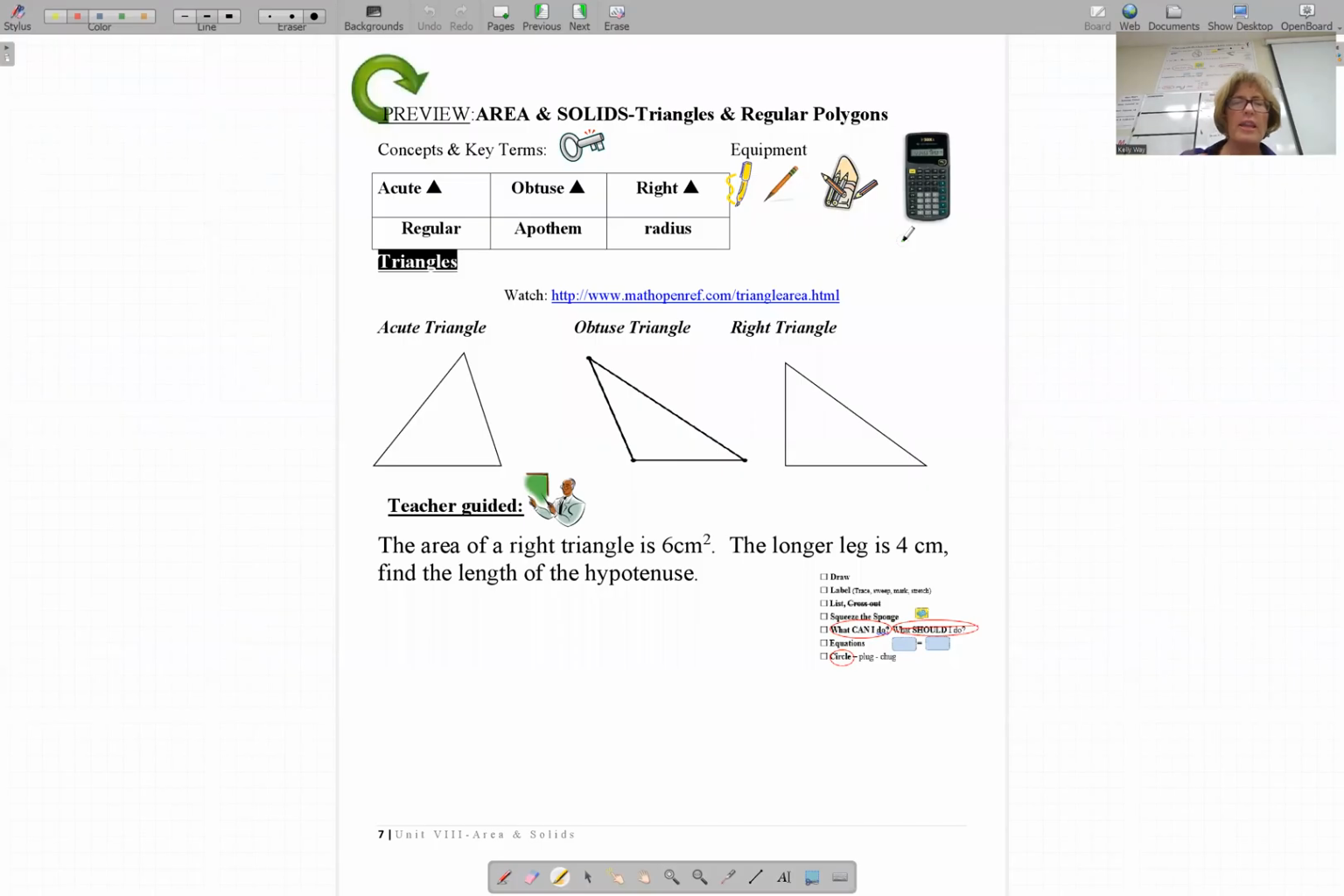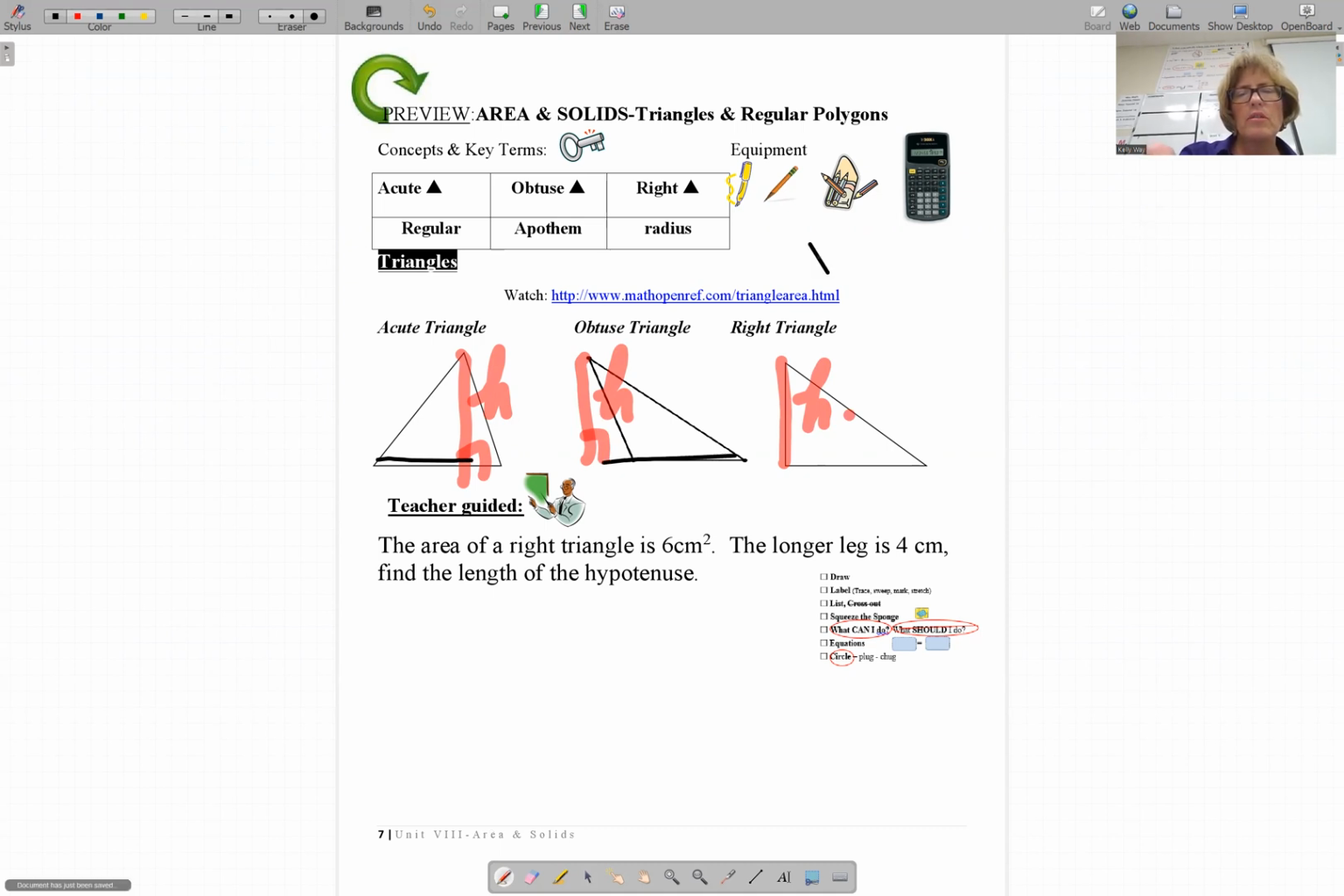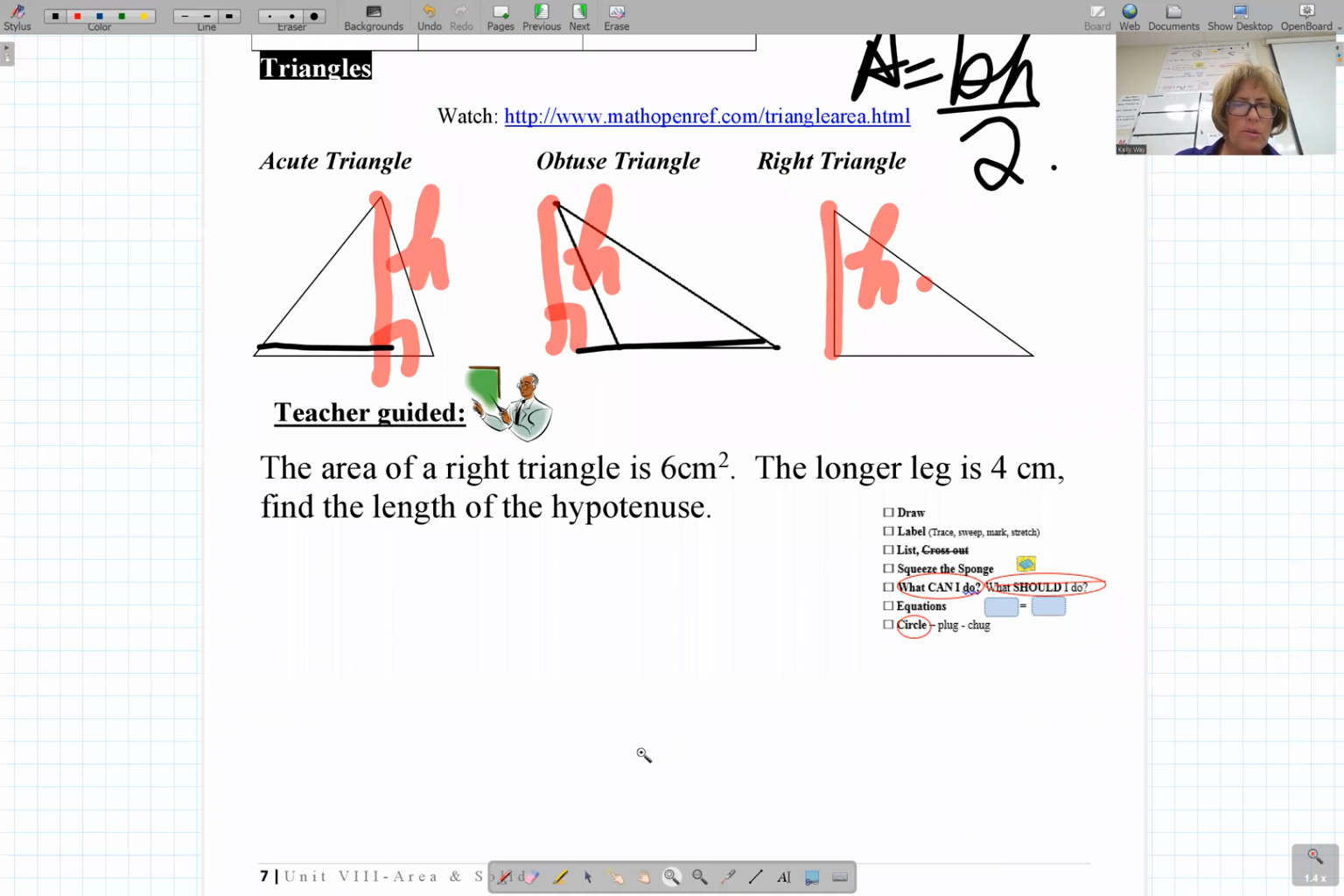Just kind of keep that in mind when you're working with a triangle, that the height is inside in an acute, outside for obtuse, and on for a right triangle. And the area equation for all of these is base times height over 2, because it's half parallelogram. We're going to do a couple problems related to triangles.